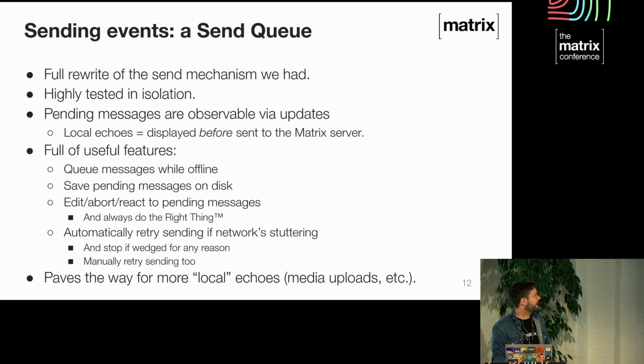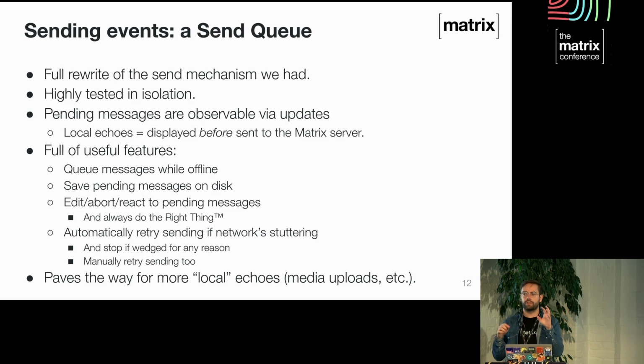OK. Now we also would like to send events. And we added a new API for that, the send queue. We already had something for that, but we made it much better by fully rewriting it. It's highly tested in isolation now. It's much more resilient to async cancellation. If you try to send an event and abort it, it reacts much better now.